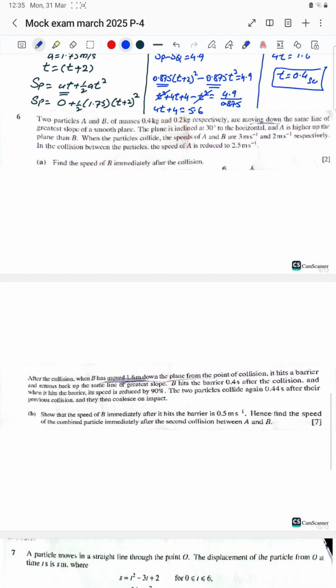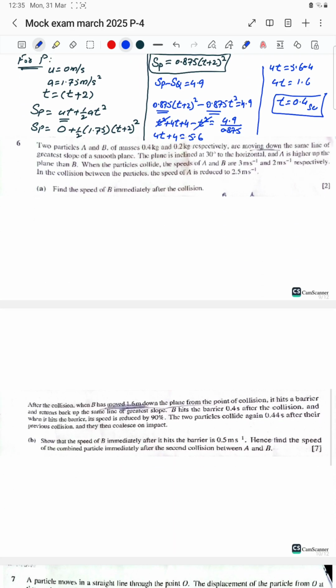Now the final question of the paper, the second last question, question number 6. Two particles A and B, of masses 0.4 and 0.2 kg respectively, are moving down the same line of greatest slope of a smooth inclined plane. It means they are coming down here, particle A and particle B going down. The plane is inclined at 30 degrees to the horizontal. This is the angle formed.